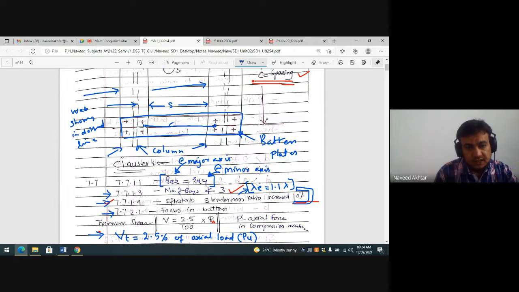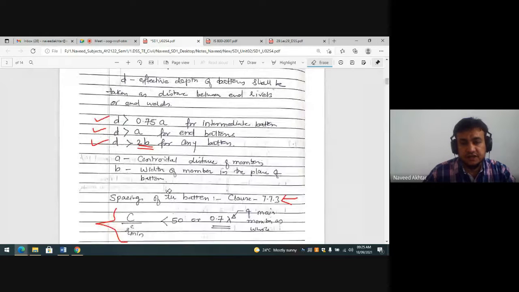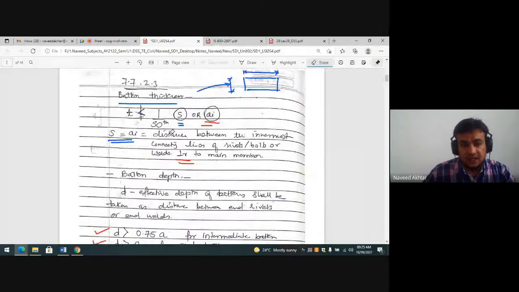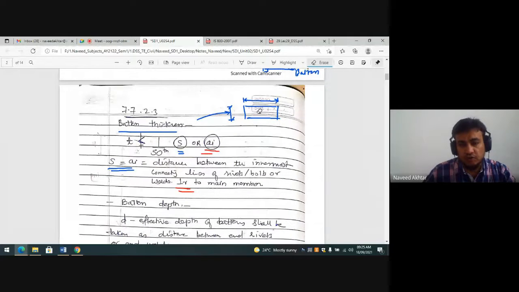It is nothing but the intermediate bolt. The distance between the inner bolts is nothing but S. So you have to take that, consider S, and 1/50 of that you can put as the thickness of your batten.